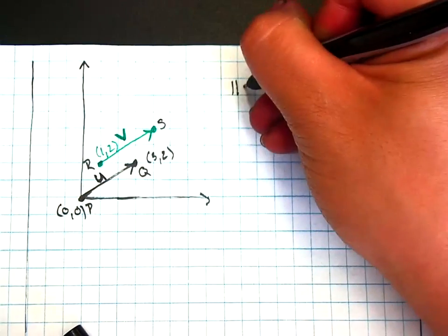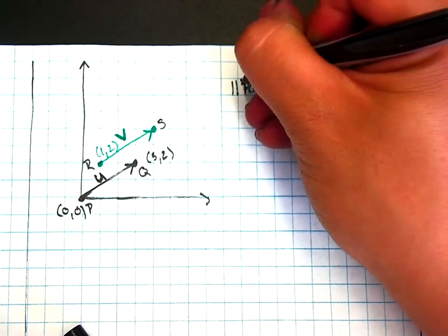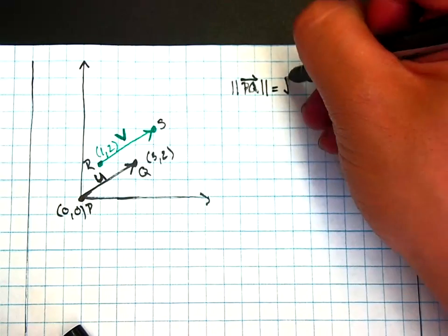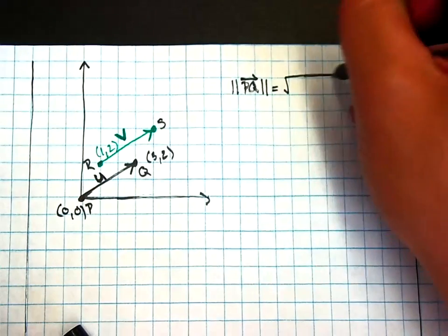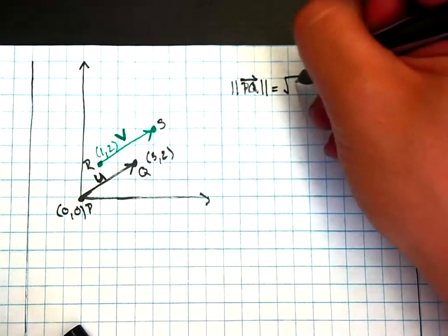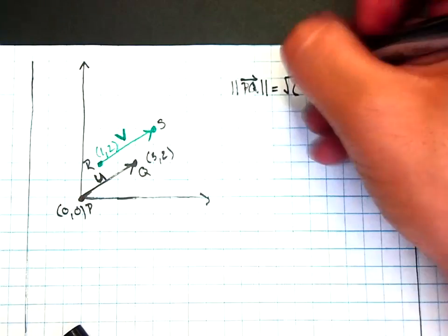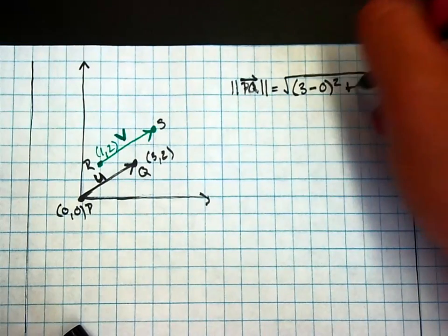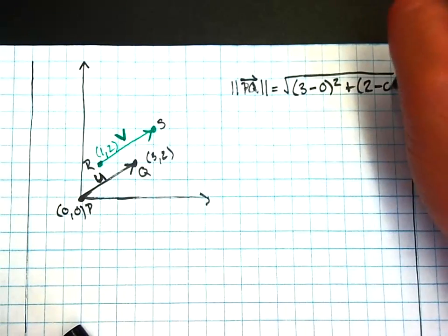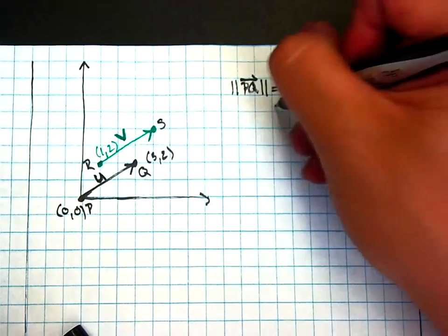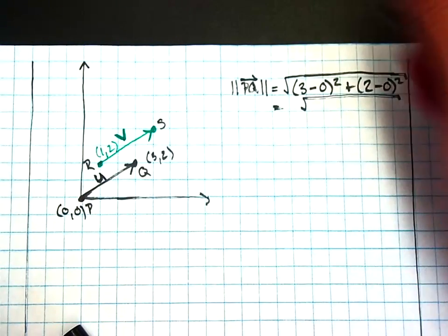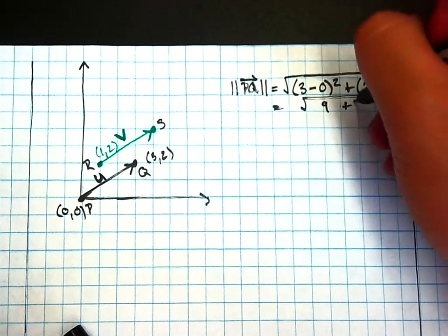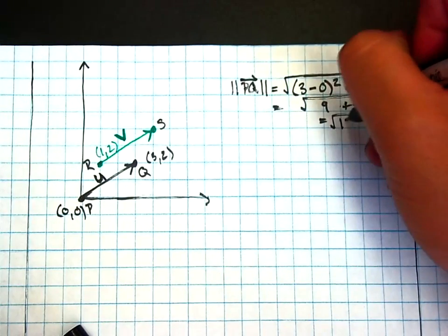All right, so our goal is to determine if they have the same magnitude. So the magnitude of the first one, PQ, using the distance formula, will be, let's start off with the square root of x2 minus x1 squared plus y2 minus y1 squared. That's going to be the square root of 3 squared, so that's 9, plus 2 squared, that's 4. So we have the square root of 13.